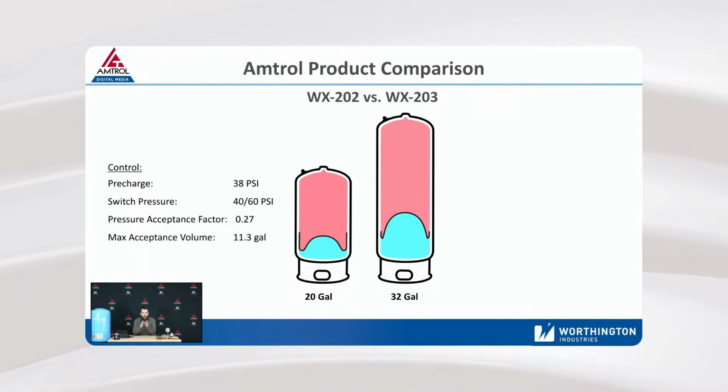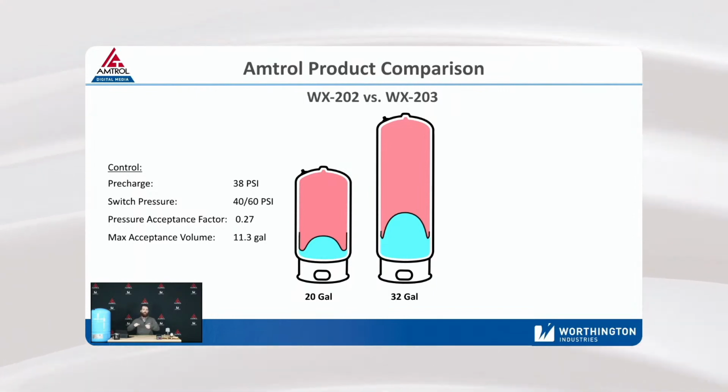So I have my control system set up. My favorite system is my 40-60 switch with 38 psi precharge, and I have a 202 and a 203 next to each other. Just imagine these are installed on a system with 2 ball valves. So right now they're both isolated, but they're on the exact same system.